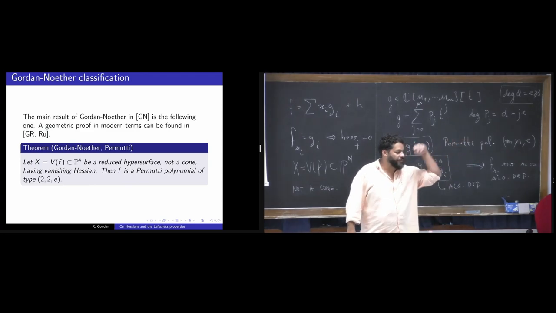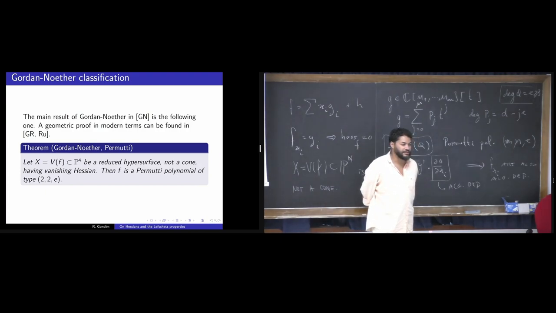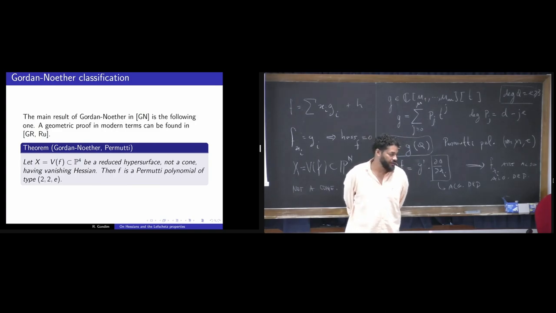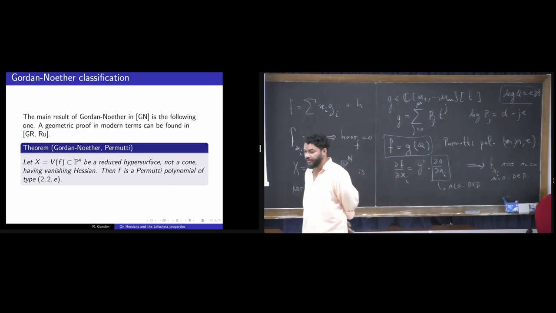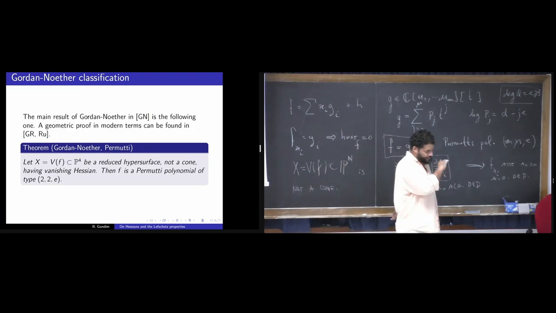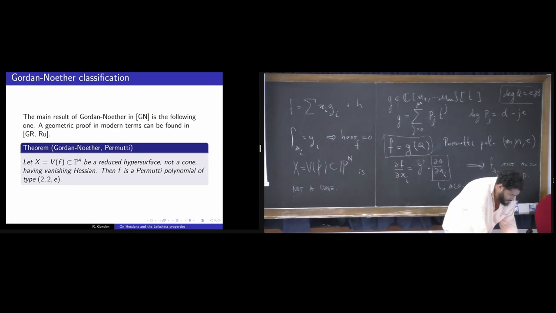A geometric proof of this main result can be found in Gondim-Russo-Staglianò and in chapter 7 of Russo's book. Here, I do not have enough time to give a proof. It's a very long proof, but I'll try to give a proof of some previous results. Let me see how much time I have. Oh, it's okay. I have enough time to prove some previous results.